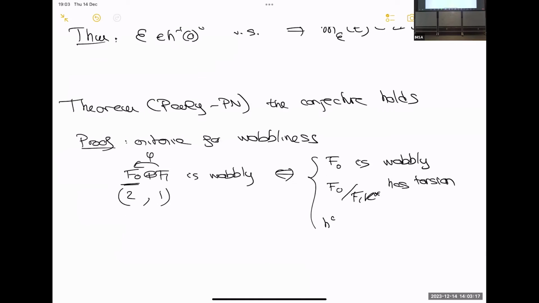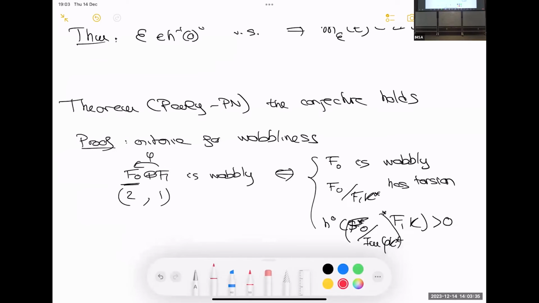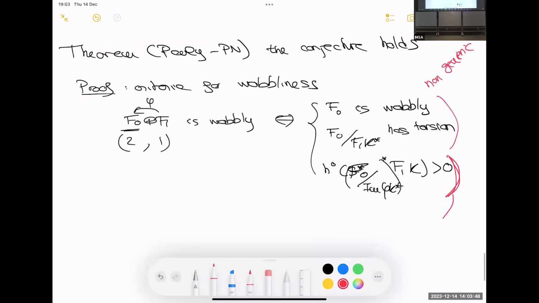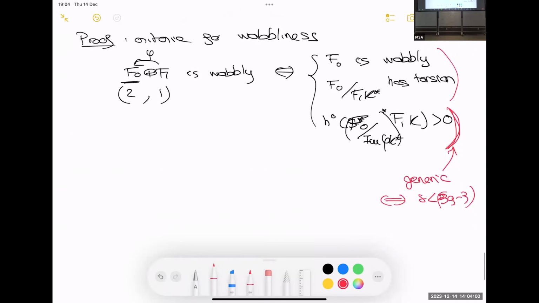And the second case is when H0 of S, or say F0, quotiented by the image of the Higgs field A dual, F1k, is non-zero. All right, so this classifies all possible wobbly points, but then one can observe easily that these are non-generic. These define positive codimension subsets inside the space of fixed points. And this is the only case where it can cover the whole component. But it's generic if and only if delta has the right value, namely it's smaller than 3g minus 3. So this proves the conjecture.